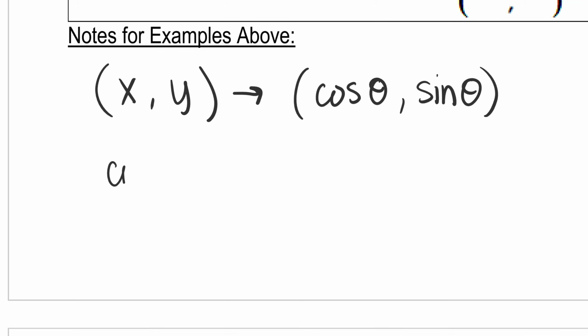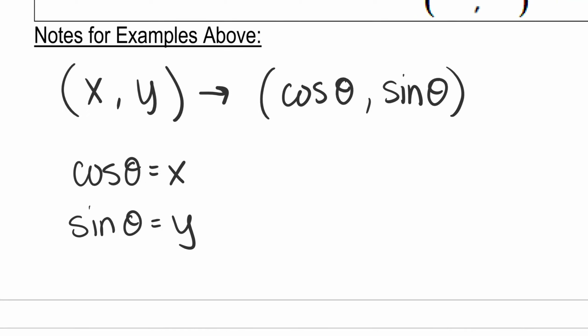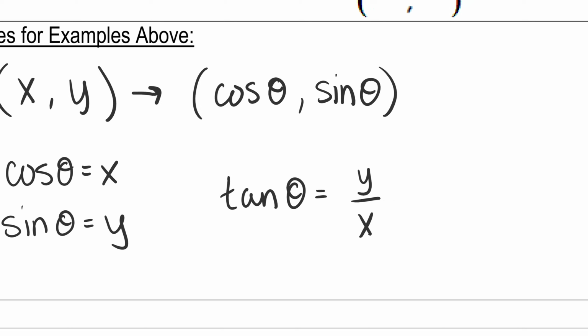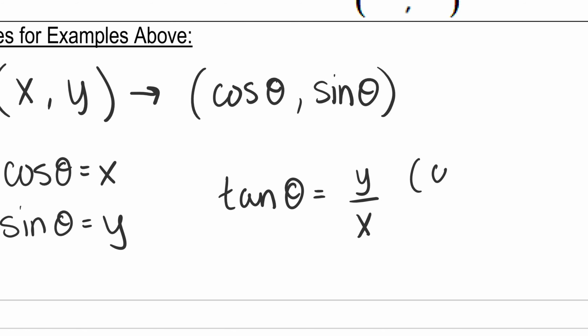Okay. So cosine equals x, sine equals y, and tangent equals y. Y is on top, just like with slope and everything else. Y over x, which is also sine over cosine.